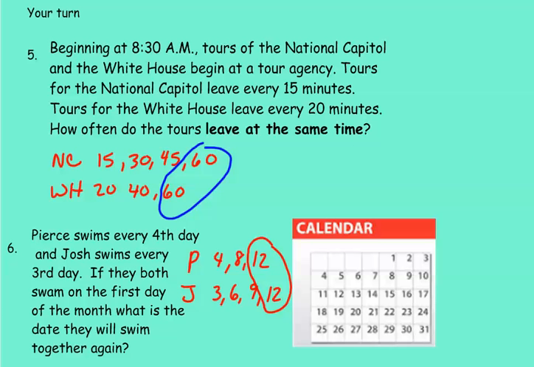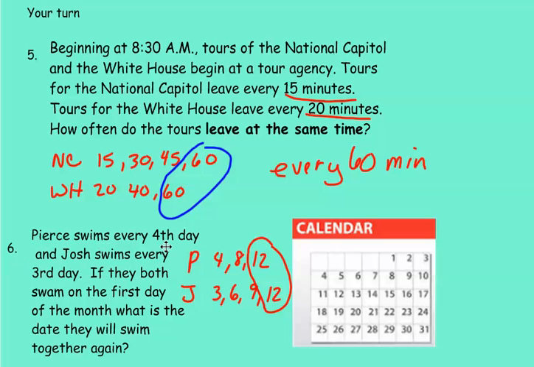All right, let's check those answers. If you look at the first one, the National Capital has a tour every 15 minutes. So that means it's on the 15th minute, then the 30th, 45, 60. Okay. The White House leaves every 20 minutes. So 20, 40, 60. They have 60 in common. So every 60 minutes they will have the same tour. Both tours will start every 60 minutes. Okay? Now let's look at the next one.